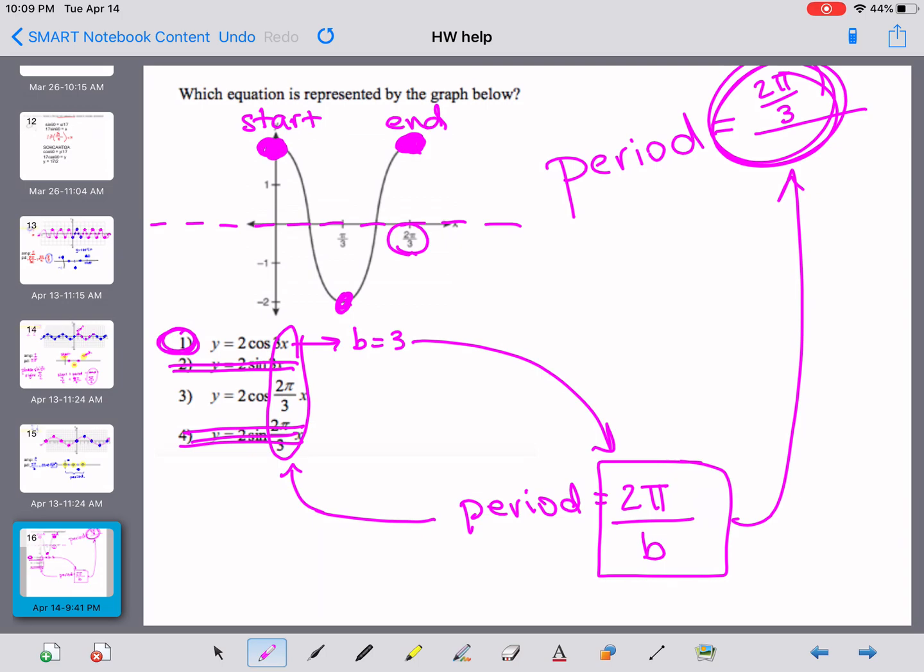So a lot of people picked number 3. On number 3, the b value is 2 pi over 3. If I put 2 pi over 3 into this formula for period, I don't get the correct period that matches the graph. So I hope that was helpful.